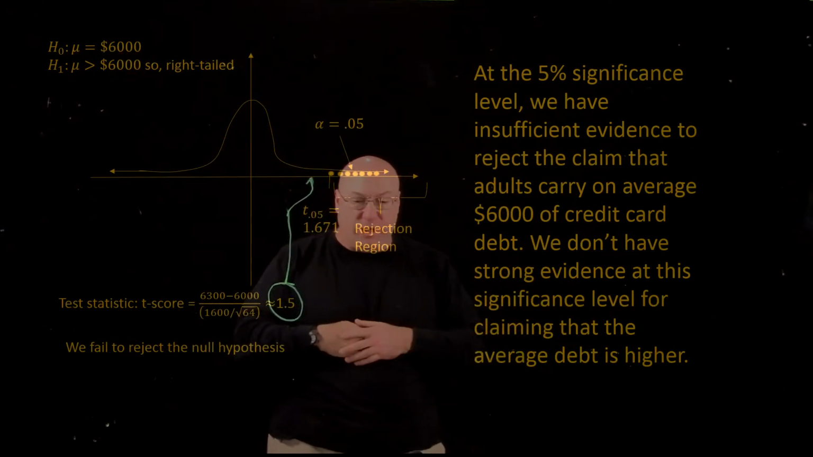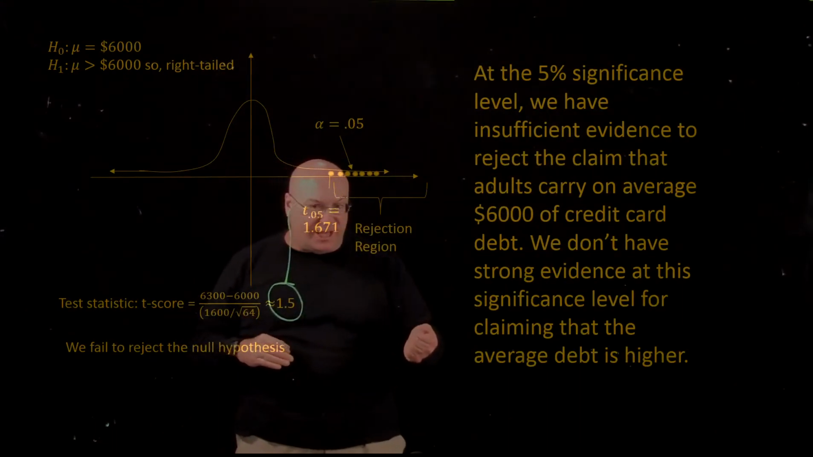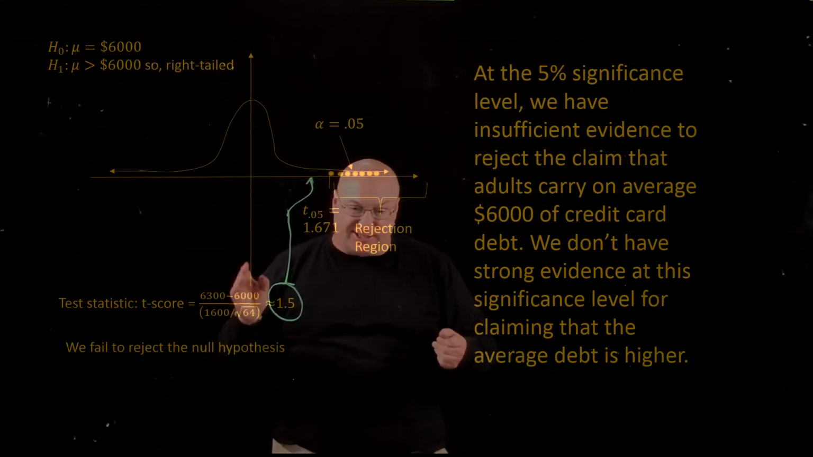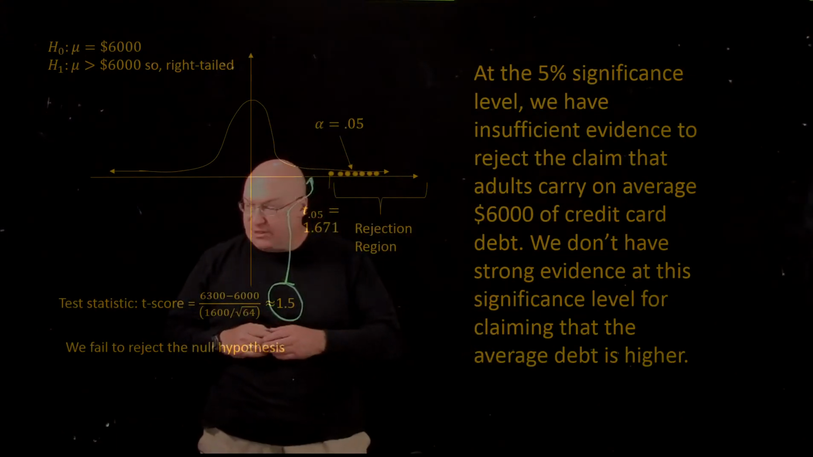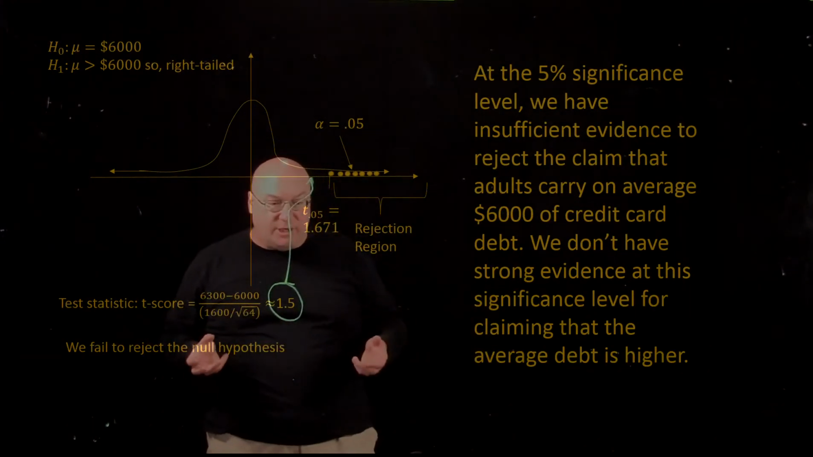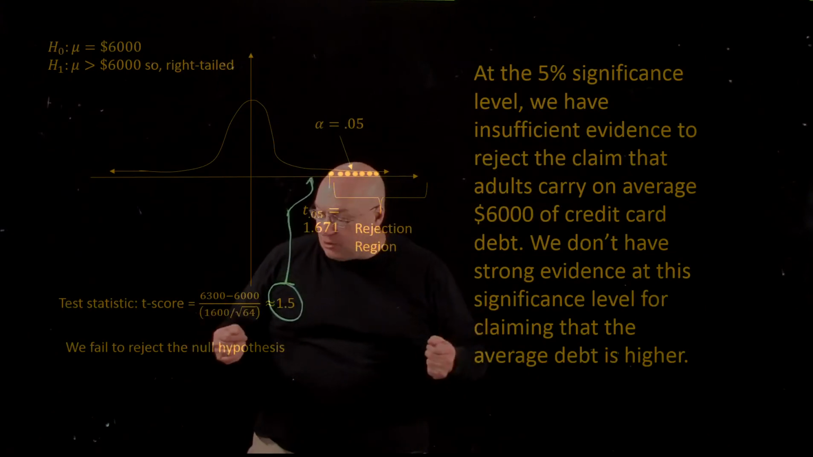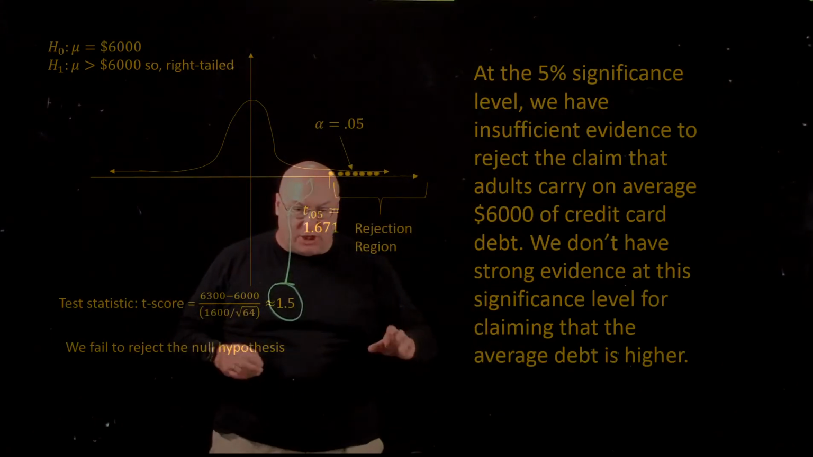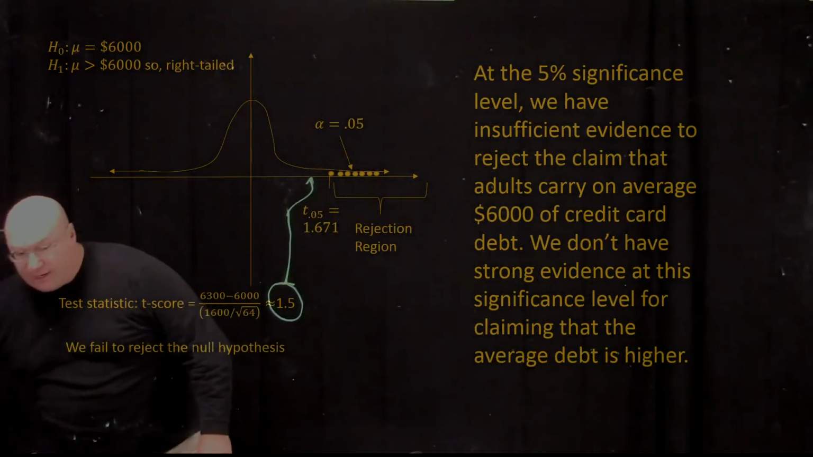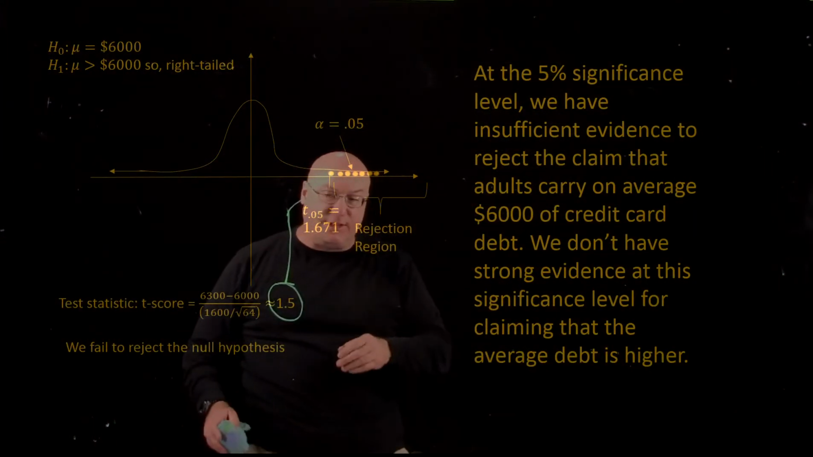We can add, we don't have strong evidence at this significance level for claiming that the average debt is higher, right? It's 6,300, but that's not strong enough for us to say that we believe the mean debt is higher. So we cannot reject that it really is just 6,000. Okay, so we are failing to reject the null, and we are not feeling real confident about embracing the alternative.